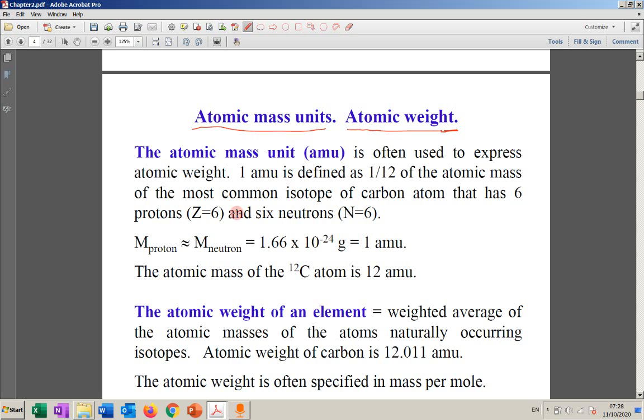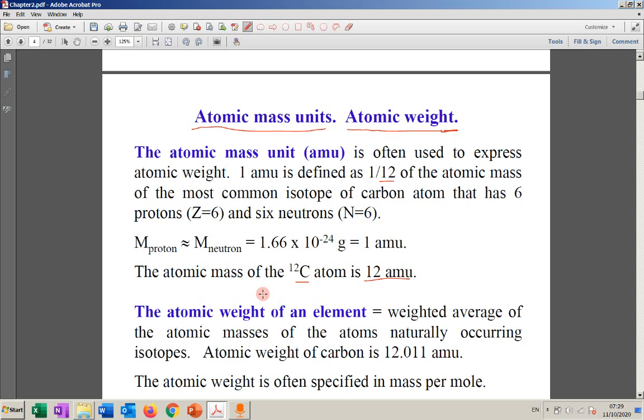For example, you have a carbon which is carbon 12. If you see 12, you're talking about carbon. We say the atomic mass of carbon, which is carbon 12, is 12 AMU. This means that 1 AMU is equal to the mass of a proton or neutron. So 1 AMU, atomic mass unit, is equal to the mass of one proton or 1 neutron. So when we say carbon 12, there are 6 protons and 6 neutrons, so it will be 12 AMU.